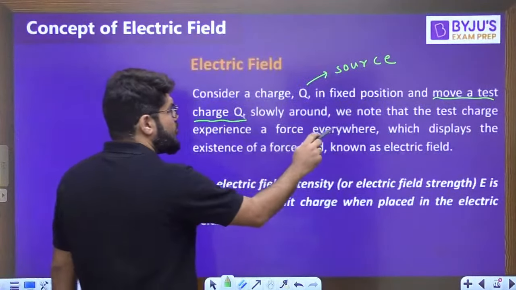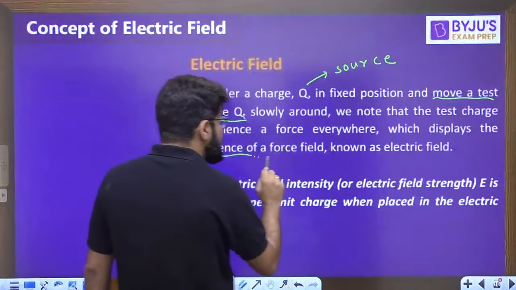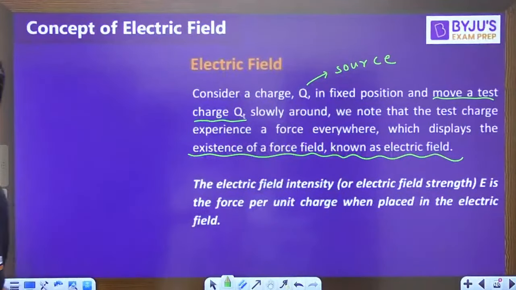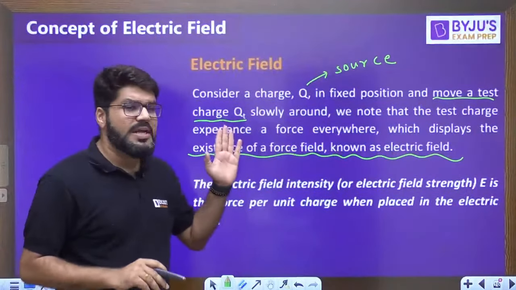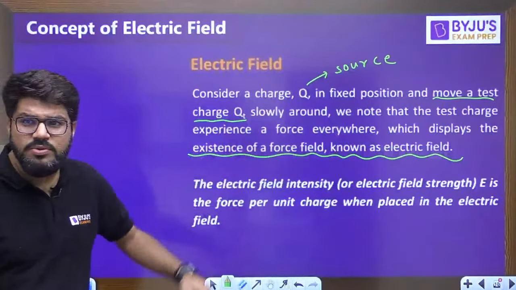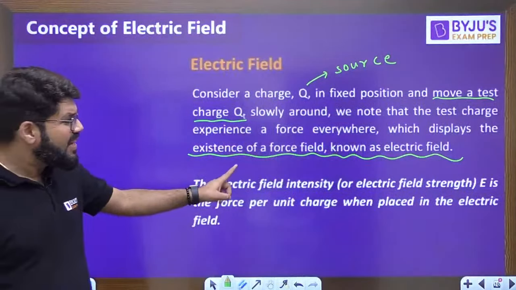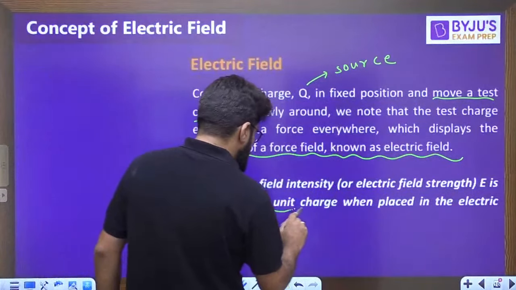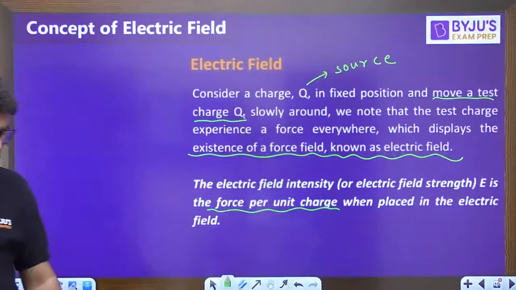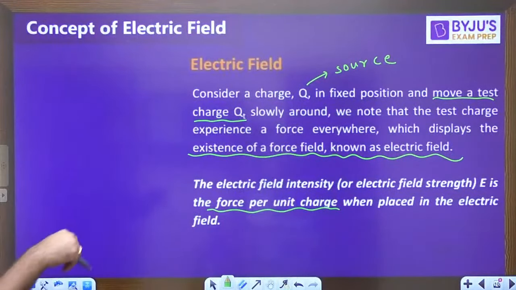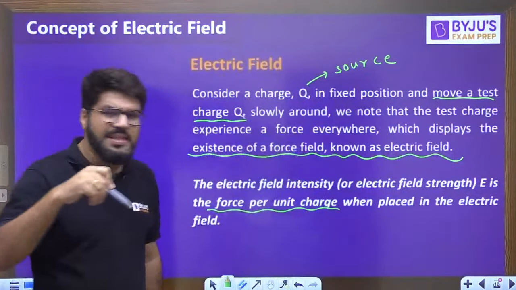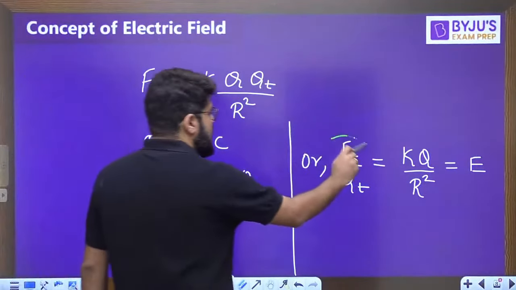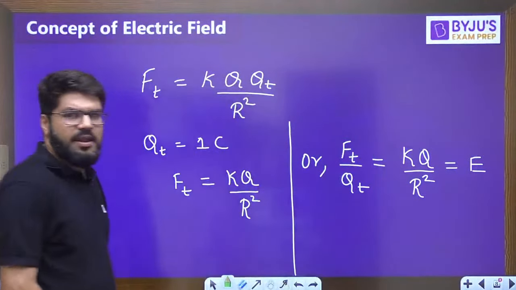It starts experiencing a force everywhere, which displays the existence of a force field, and that is known as the electric field, because the force is the electrostatic force here, right? That electric field intensity now is the force per unit charge, as we already defined, experienced by a test charge when it is placed within that electric field. Simply kq by r square, force Ft upon Qt, that is the electric field.